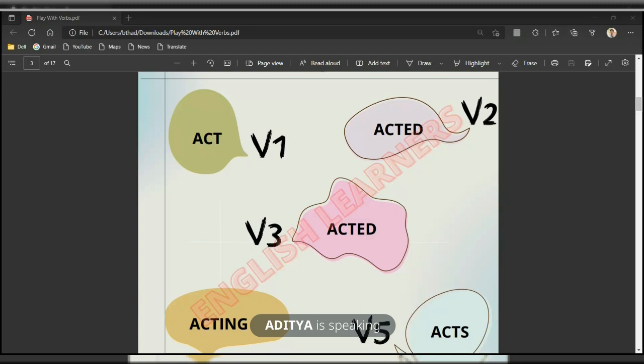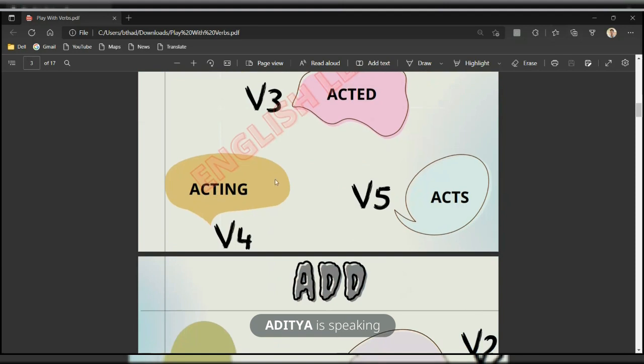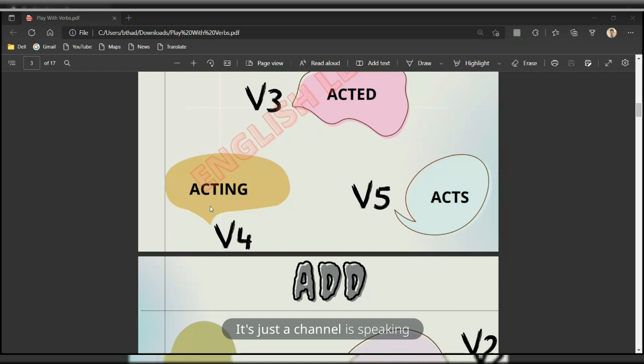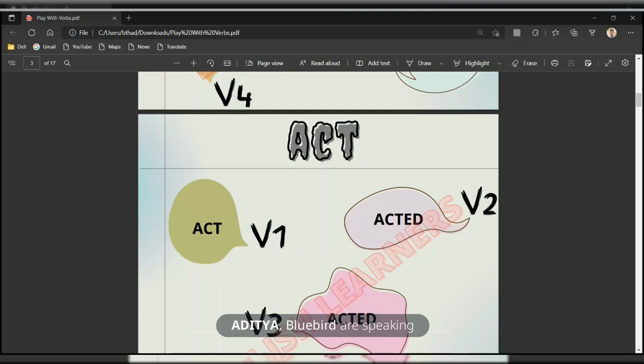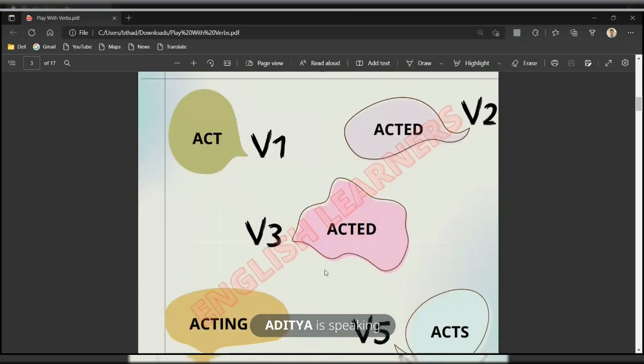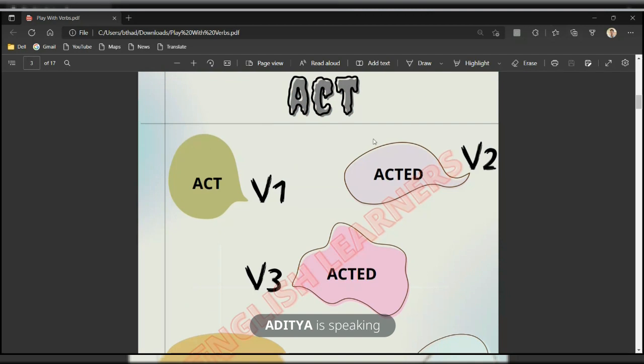Would you like to say something? Any example? Acted done. Now come to acting. Make examples using acting. She is acting like a fool. Okay, well said. One more question: is there any other meaning of act, acted or acting? No different meaning, act means to behave in a certain way. Hope you all are understanding.